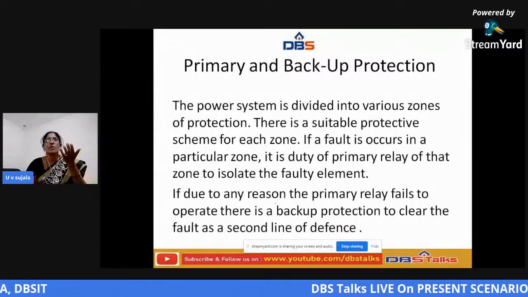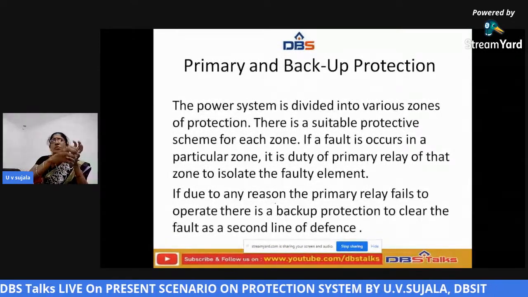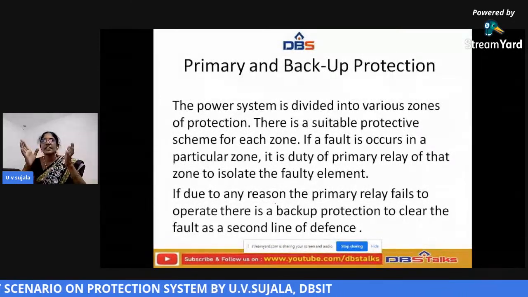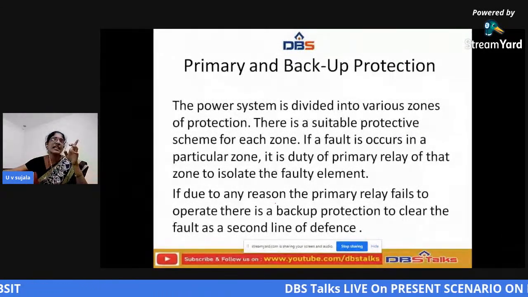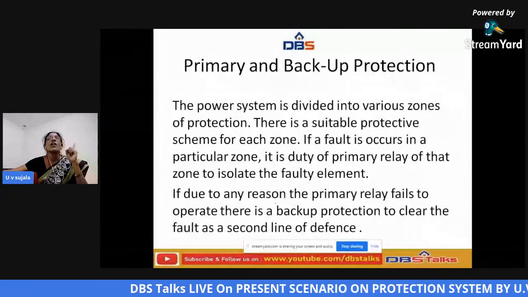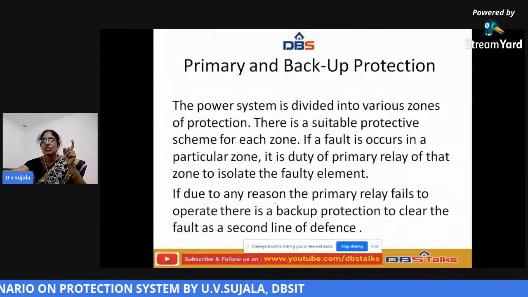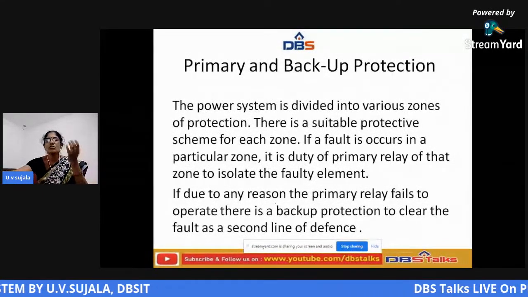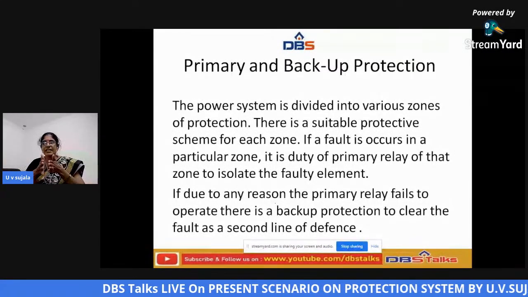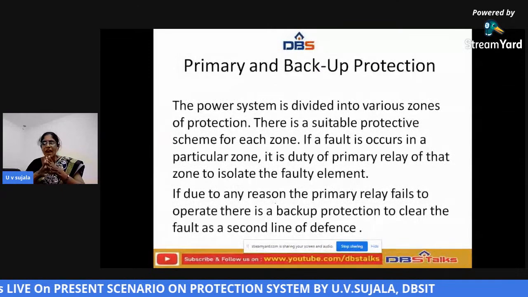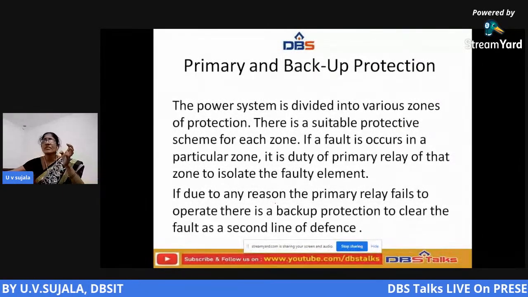Only the suitable protective zone scheme, whatever is suitable, we have to put that only. The main things you have to take are the relays and the circuit breakers. So basically there are two protective zones. One is the primary protective zone and the second one is the backup protective zone. Primary means whenever the primary circuit breaker does not clear the fault, then the backup protection will take care of that.